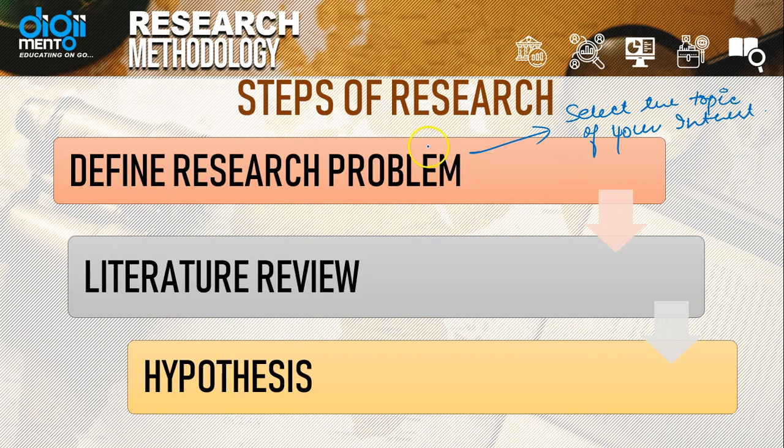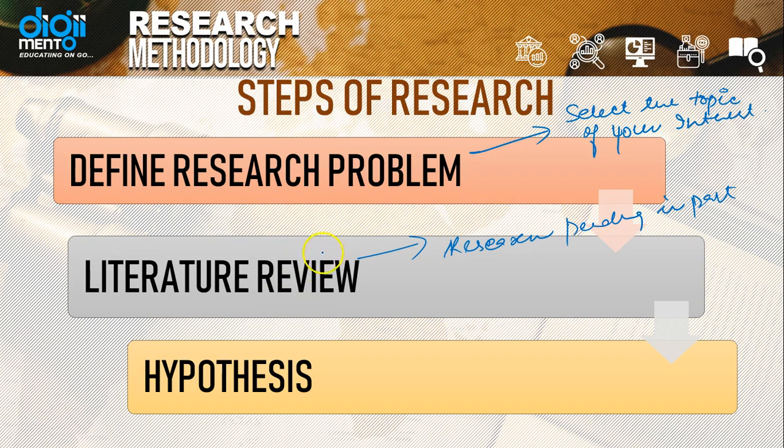Now the second step is literature review. Go through all the literature and find out the research gap, like what difficulties previous researchers faced and what research is still pending. You find out which research was left pending in the past, and what difficulties they faced during their research. All of this literature review you do in the second step.